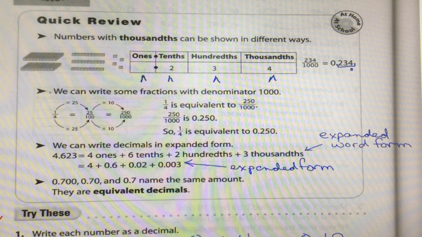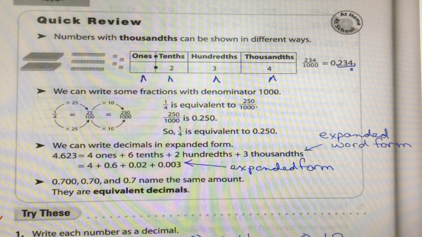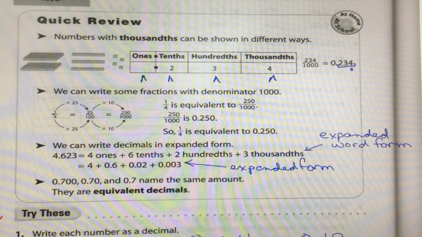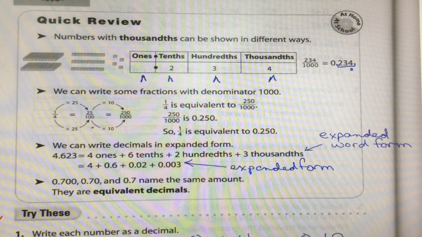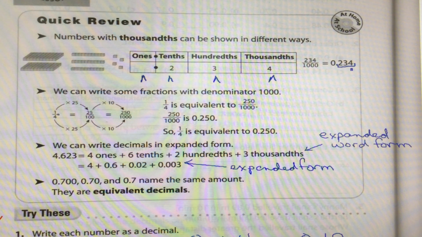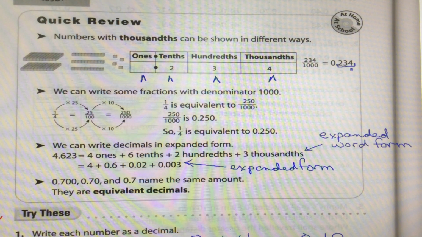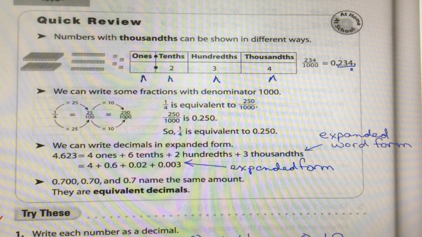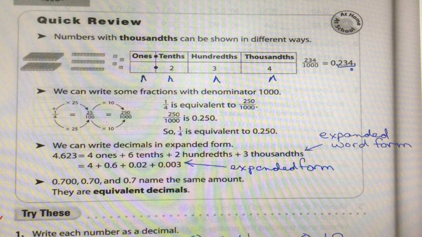So the next point says we can write some fractions with a denominator of 1,000. 1/4 is equivalent to 250 over 1,000. And we know that because we can take 1/4 and make it something over 100 by multiplying our denominator by 25 and our numerator by 25. So it becomes 25 over 100. Then we can multiply that by 10 to get 100 becoming 1,000, and 25 times 10 is 250. So 250 over 1,000 is equivalent to 1/4.